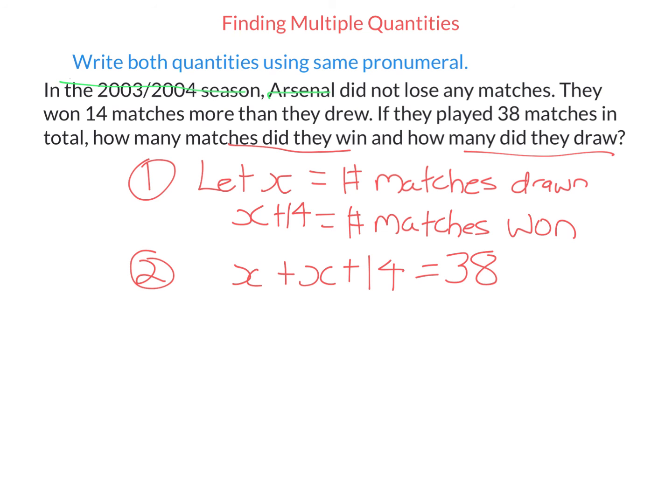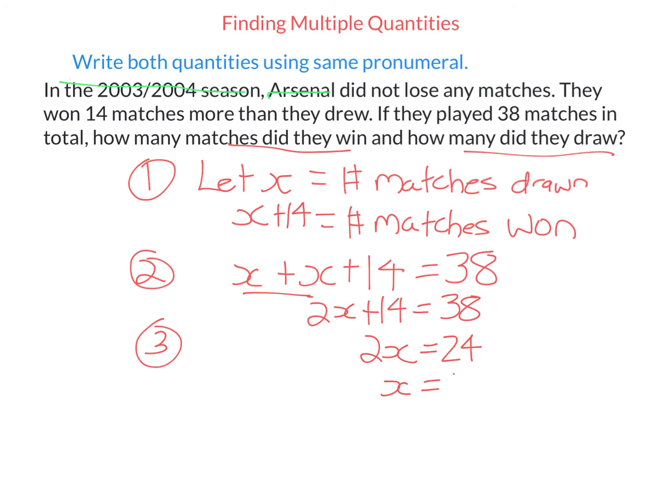So how am I going to solve this? Remember, when the pronumeral's in more than one spot, you must first move it to one spot. So collect like terms. x plus x is 2x. I'll leave the 14 alone now. Now we have an equation that's easy to solve. We've solved equations like this so many times. All we need to do is subtract 14 from both sides, and then we need to divide by 2. So we get 12. Now we're not done.